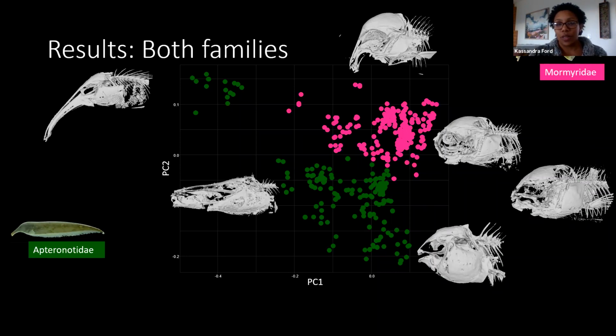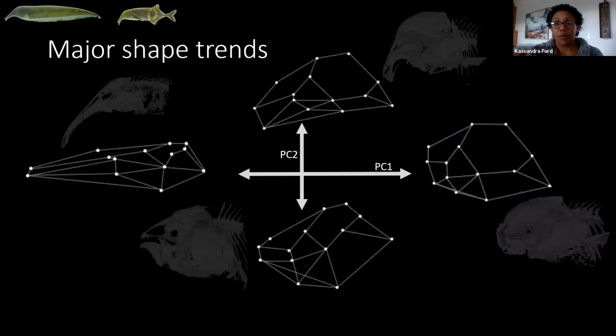And in order to visualize this even further in terms of our landmark data, I did thin plate spline network visualizations in order to look at the differences in these extreme values of these axes. And so what we see with this particular visualization are actually two of the most commonly seen shape trends when we visualize shape change in gnathostomes.